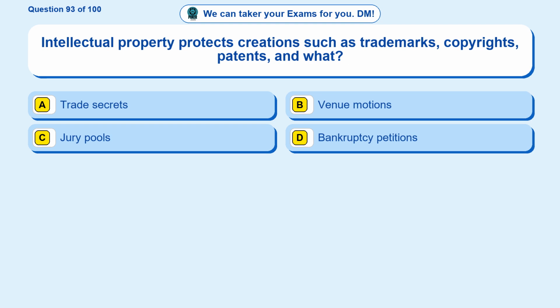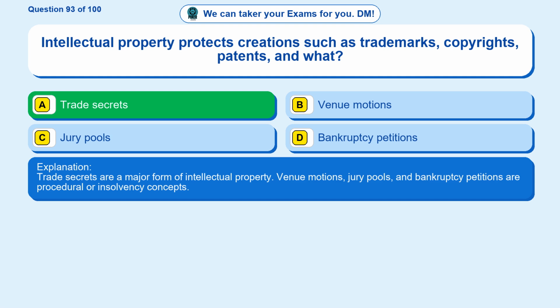Question 93. Intellectual property protects creations such as trademarks, copyrights, patents, and what? Option A. Trade secrets. Option B. Venue motions. Option C. Jury pools. Option D. Bankruptcy petitions. The correct answer is option A. Trade secrets. Trade secrets are a major form of intellectual property. Venue motions, jury pools, and bankruptcy petitions are procedural or insolvency concepts.